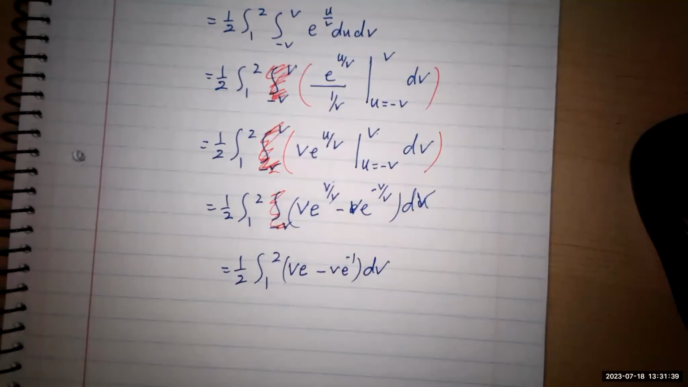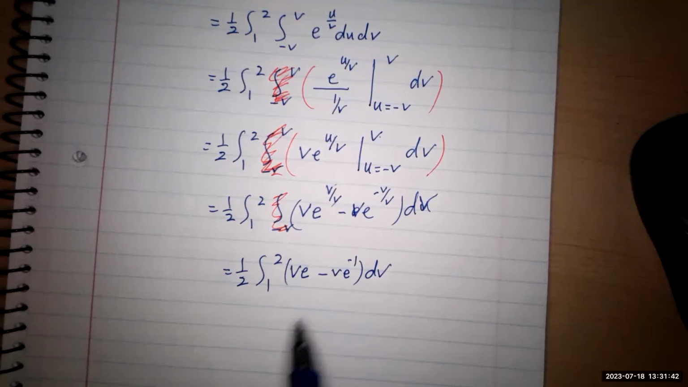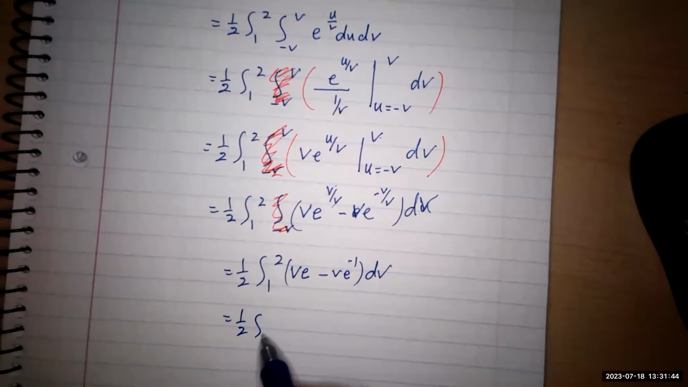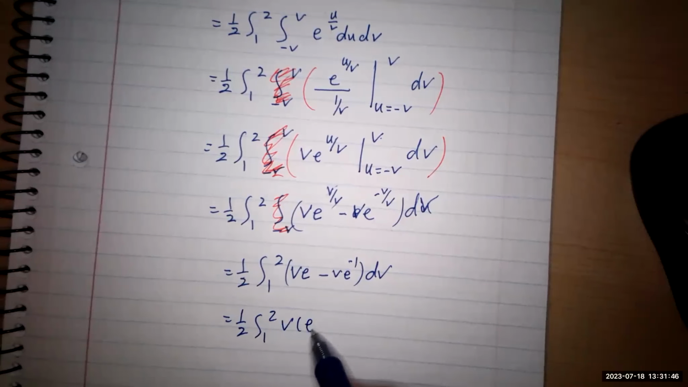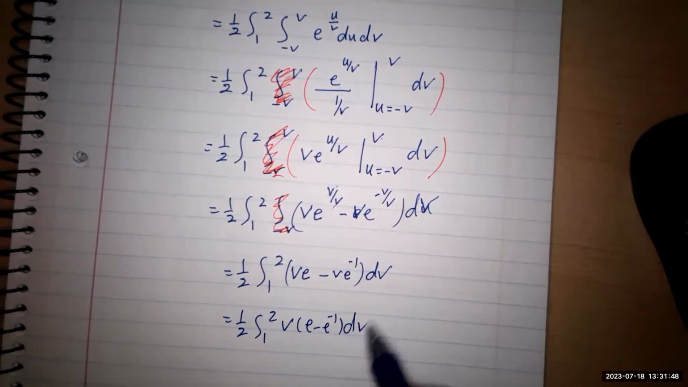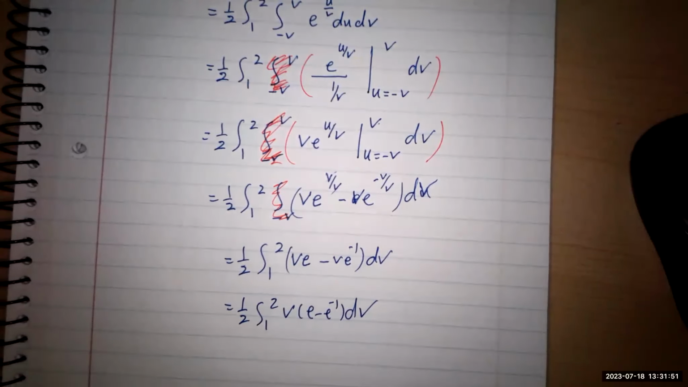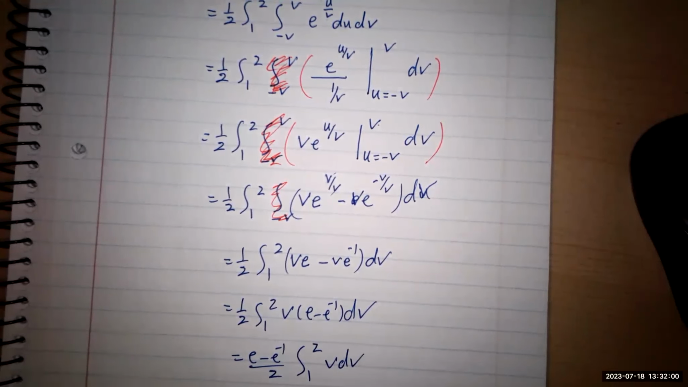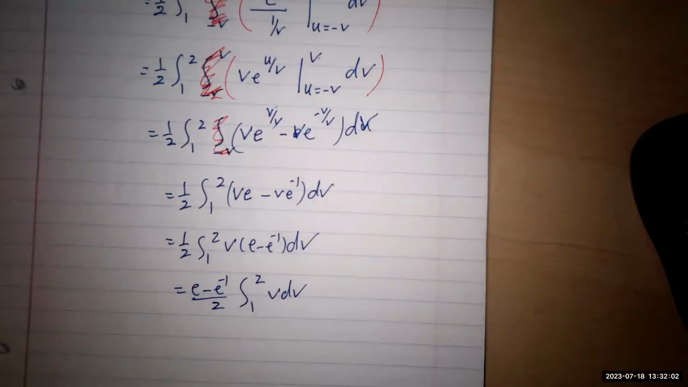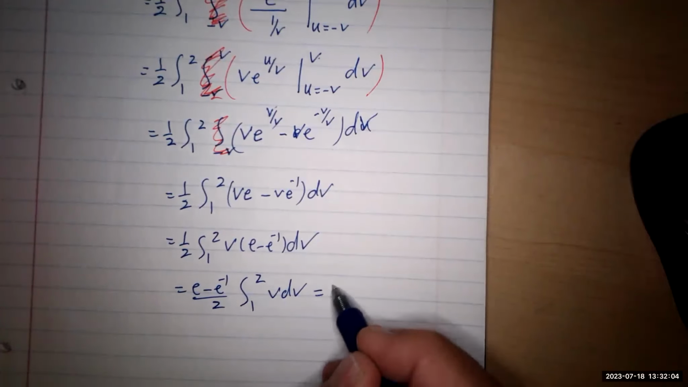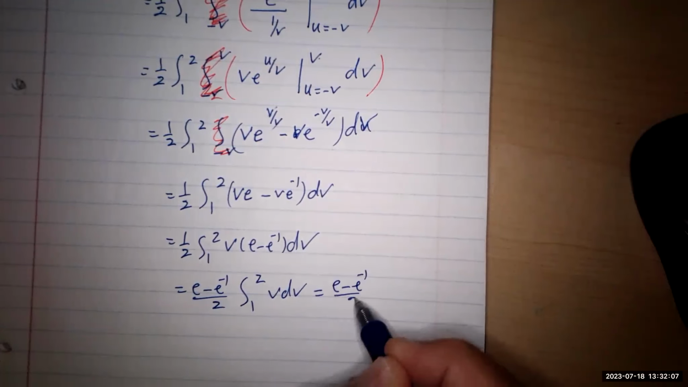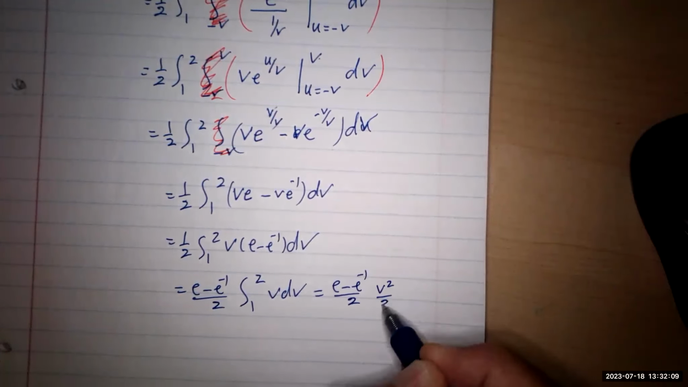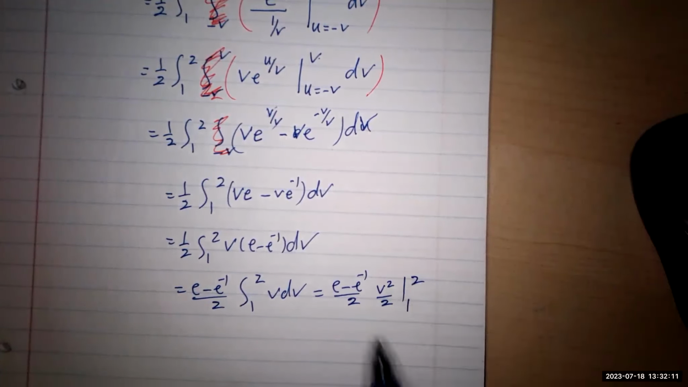You can factor out the v, the rest is just a number. So it's going to be 1/2 integral from 1 to 2 of v times (e minus e to the negative 1) dv. You pull out those, so it's e minus e to the negative 1 over 2, integral from 1 to 2 of v dv. And the integral of v dv would be, of course, v squared over 2. So that gives e minus e to the negative 1 over 2, and that's v squared over 2, evaluated from 1 to 2.